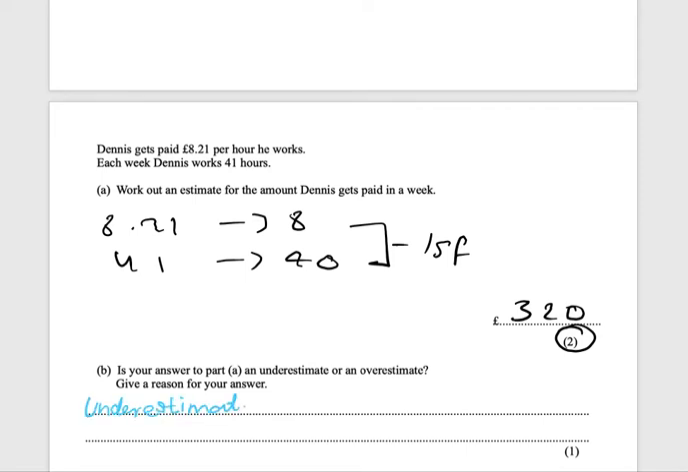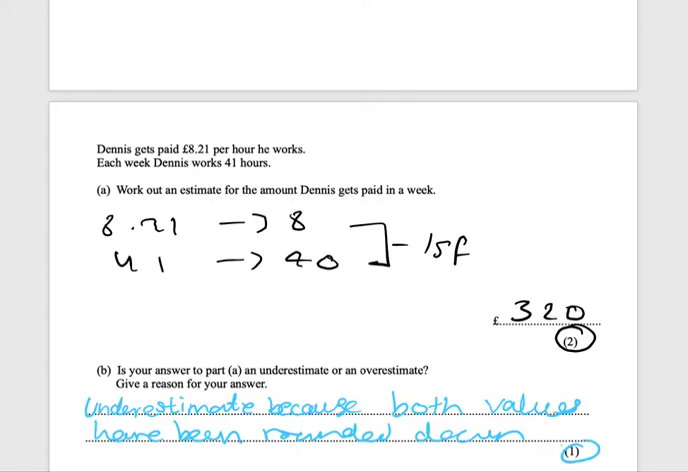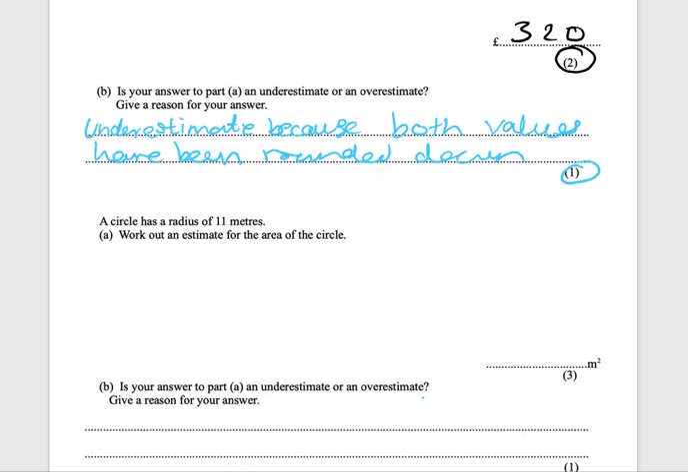because both values have been rounded down. Okay, and that would get you 1 mark.